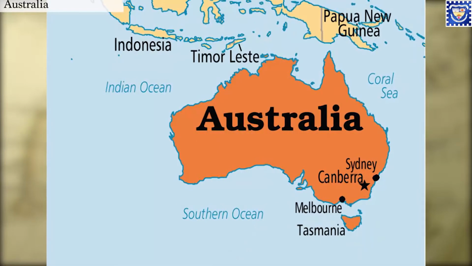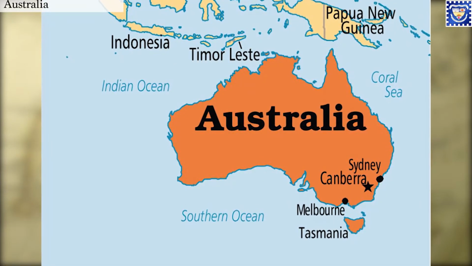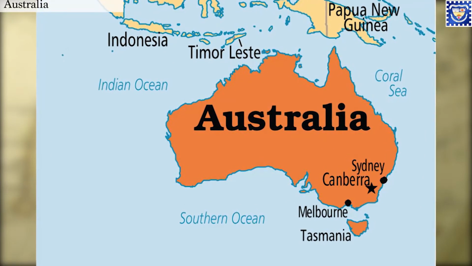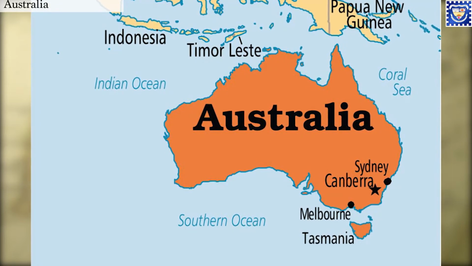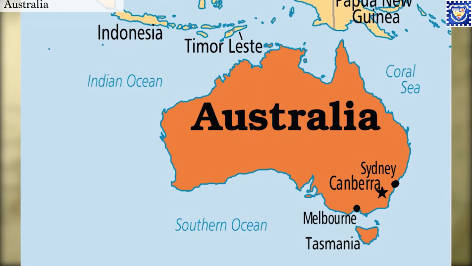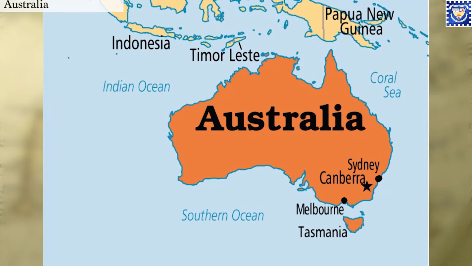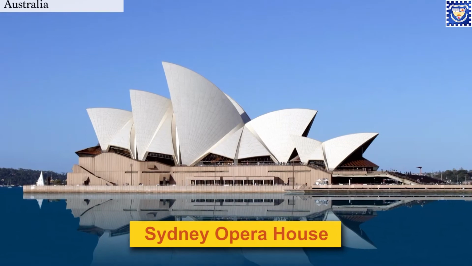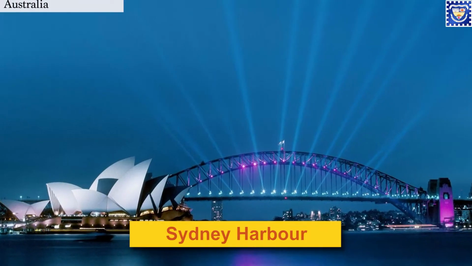Now we will know regarding some of the important centers and places of Australia. Sydney is the most populous city of Australia and is also known as the harbour city. Melbourne is the centre of industry, commerce and cultural activity, and it is often called the sporting and cultural capital of Australia. Canberra is the capital of Australia. The Sydney Opera House and the Sydney Harbour Bridge are the two important places of tourist attraction in Australia.